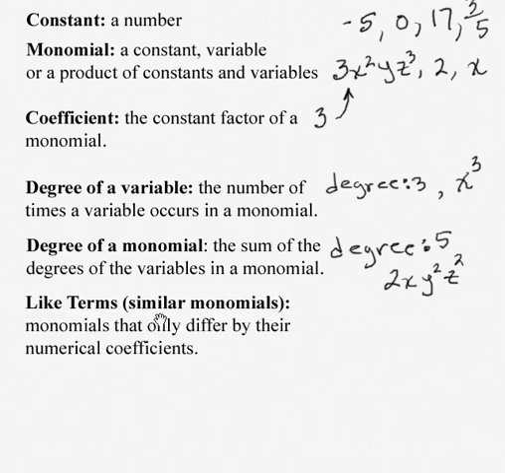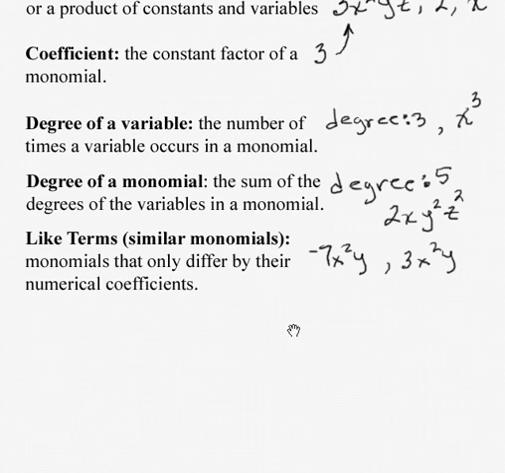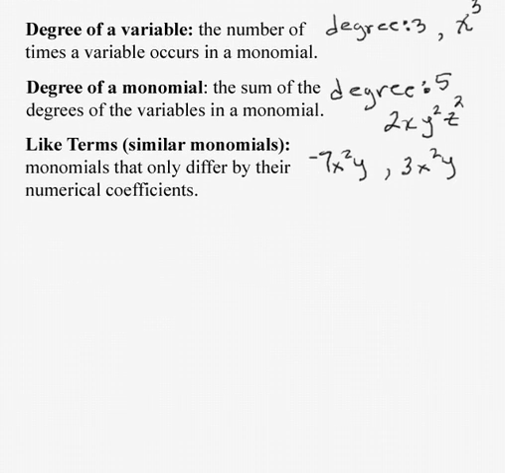Like terms, we learned this in Algebra 1 also. That's monomials that are only different by their numerical coefficients. So for instance, -7x squared y, positive 3x squared y. Both monomials are x squared y. The only difference is the numerical coefficient, 3 or -7. So they are like terms according to our definition.